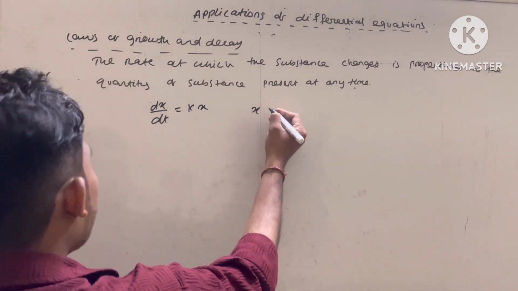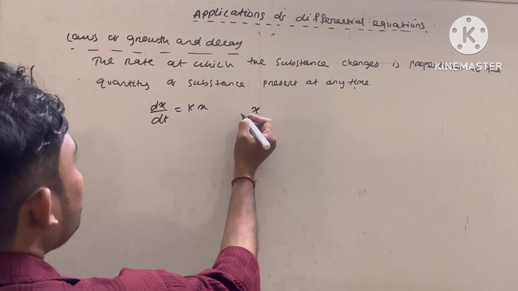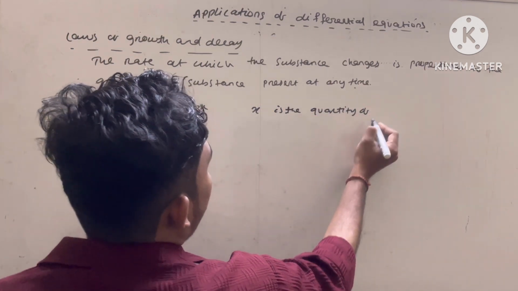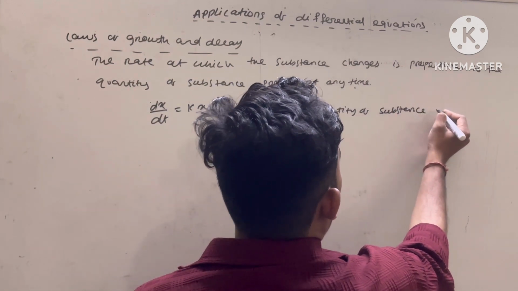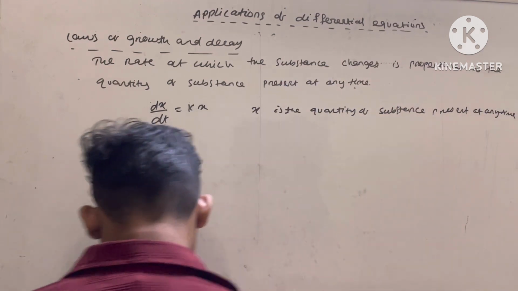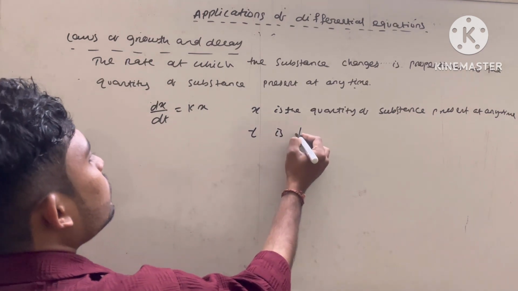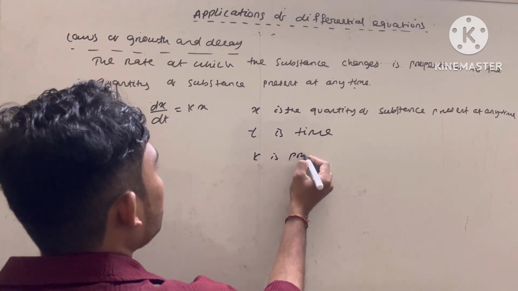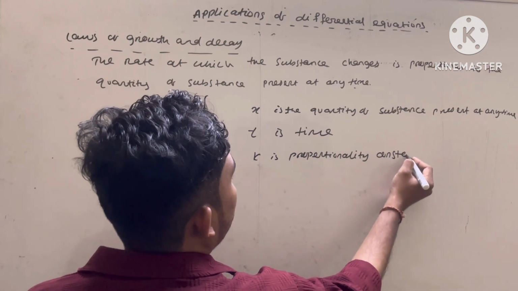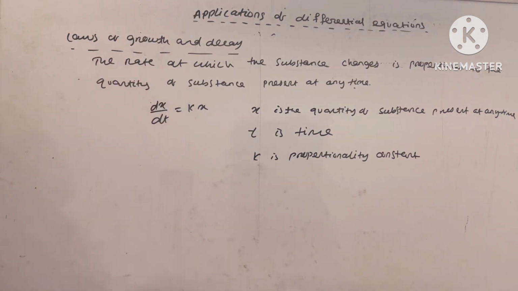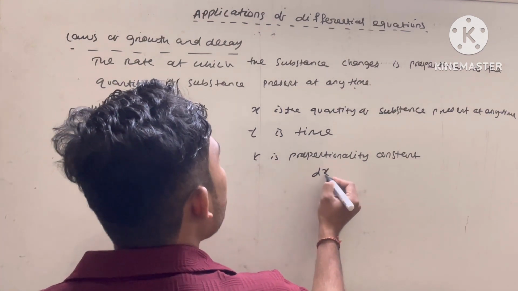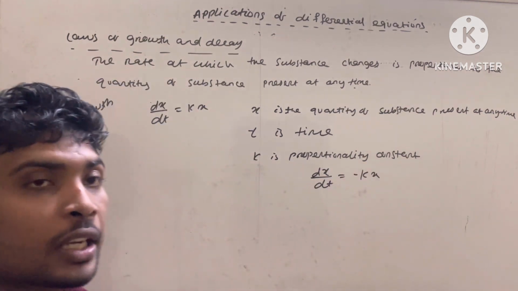So what is x? x is the quantity of substance present at any time, t is the time, and k is the proportionality constant. This is for growth. If it is decay, then dx by dt is minus kx. Okay, so let us solve this differential equation.